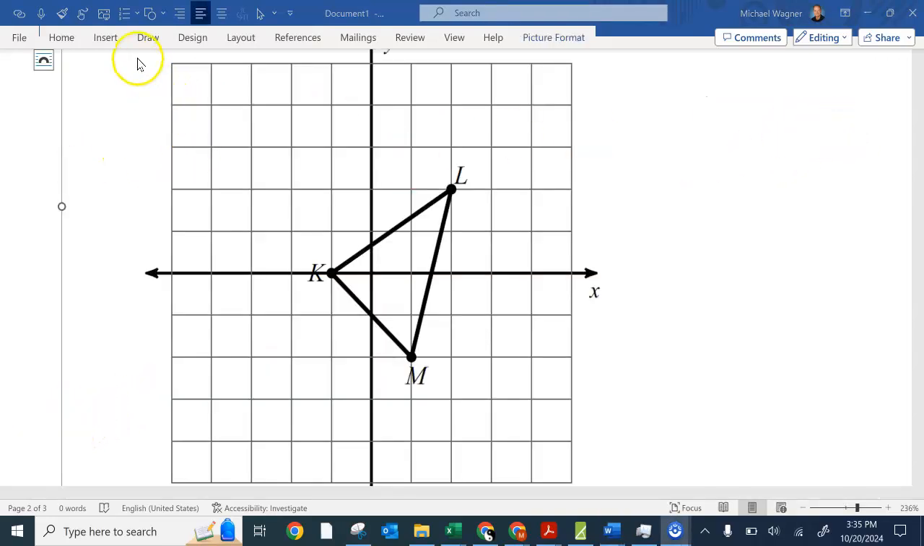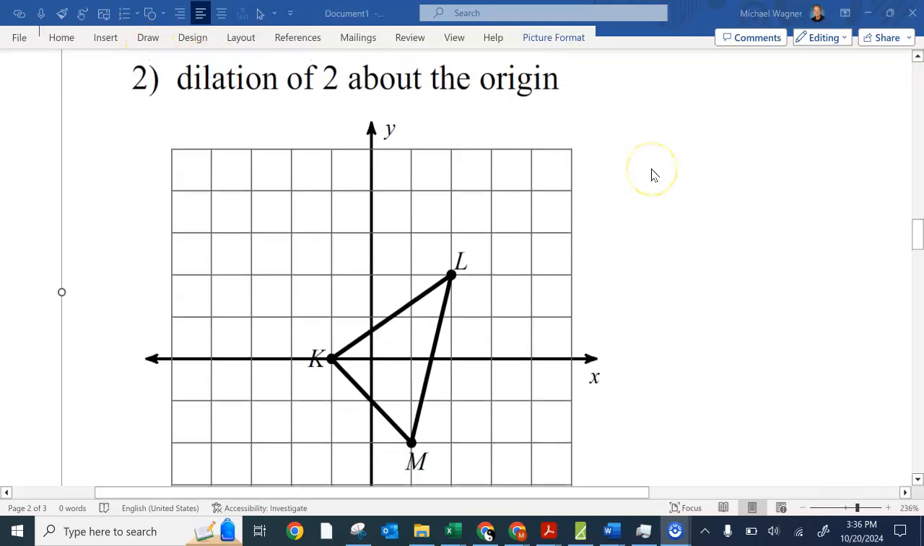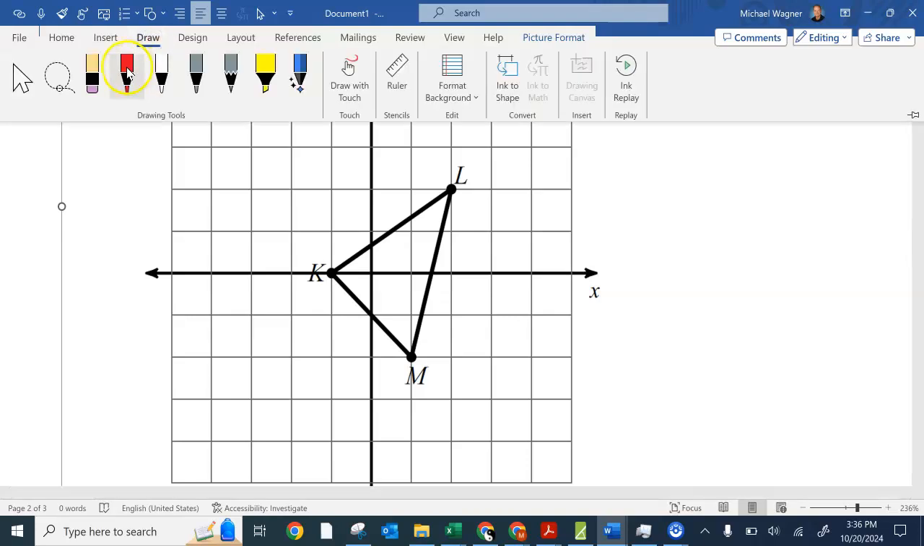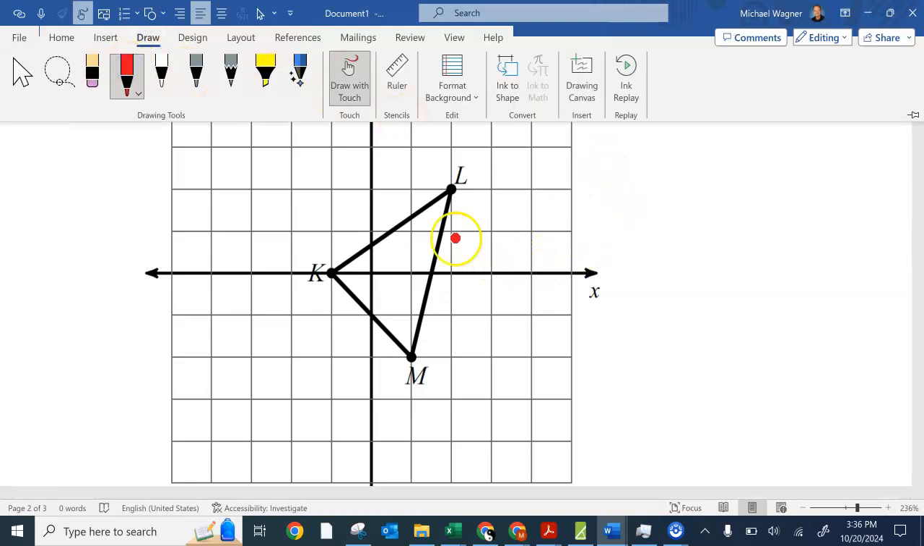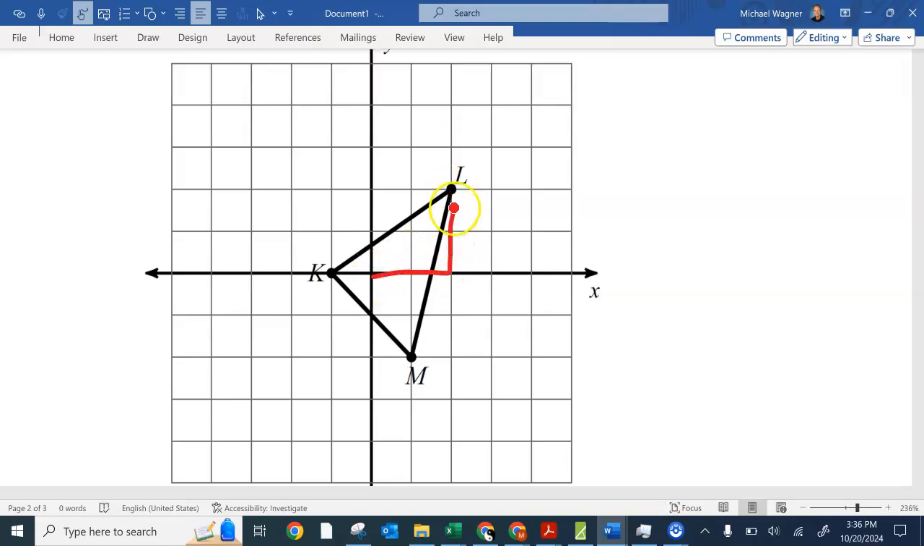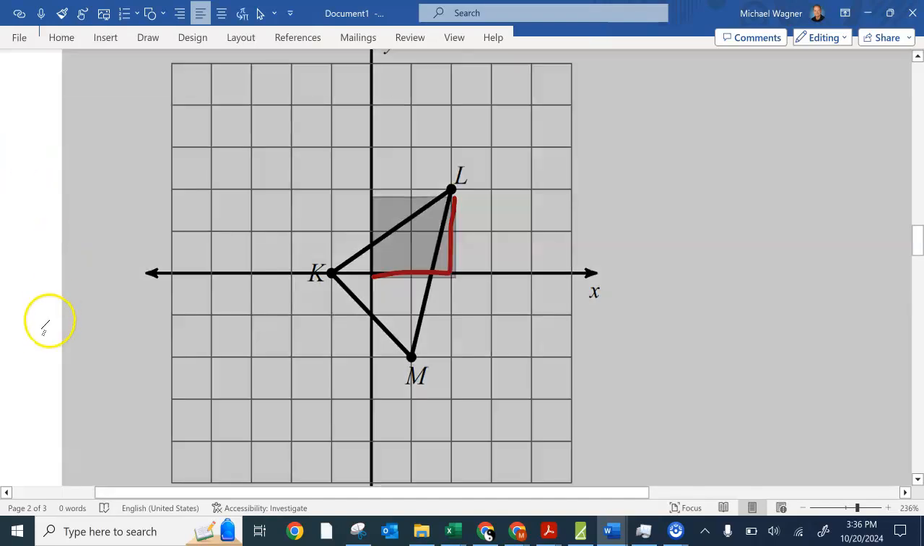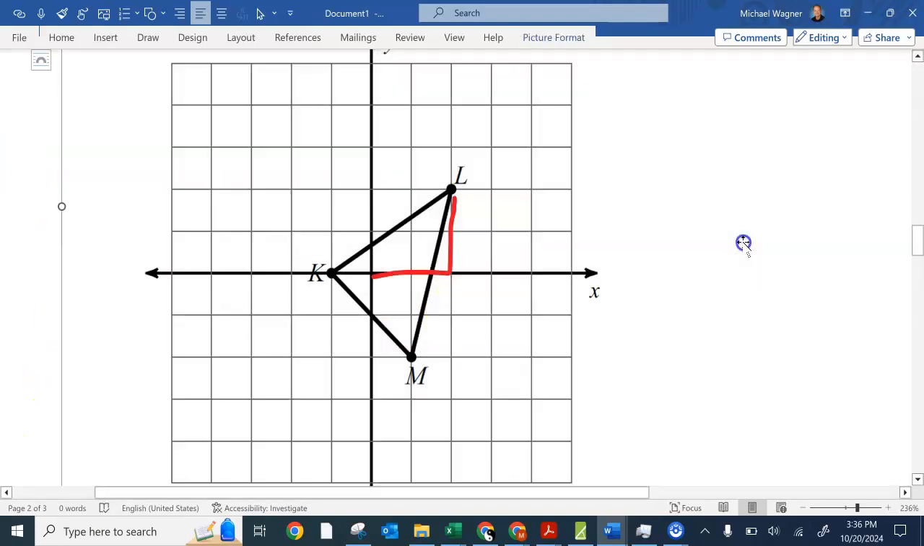Okay, so here we are. The answer for this one, it's a dilation of 2, right? About the origin. So to get the primes, we can just multiply how far away each of the points are. Again, I don't have my stylus with me, so I'm hoping it's not too sloppy. So let's take L, for example. How far away is it from the origin? Well, it's 2 over and 2 up. So to get L prime, since it's a scale factor of 2, I multiply it by 2. And so, there we go.